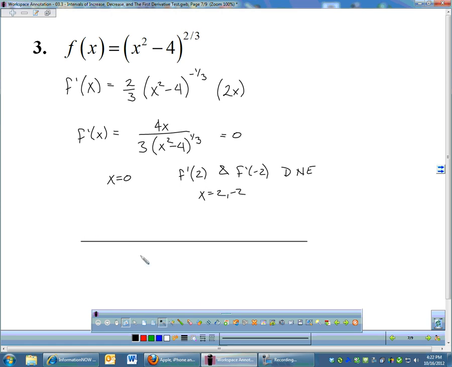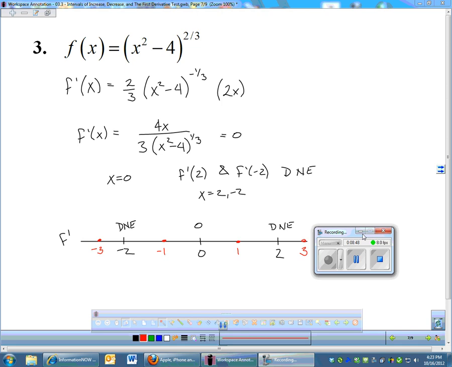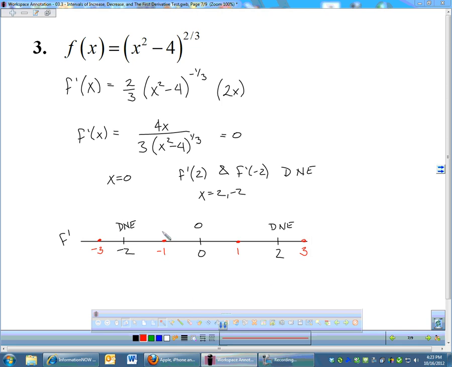Let me do that real quick. I've got my number line set up. And above your critical numbers, make note of what's happening with the derivative. At negative 2 and 2, my derivative does not exist. And at 0, my derivative is 0. So I like to put those there.